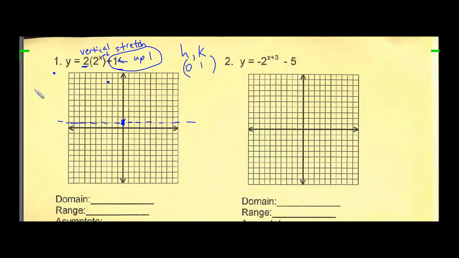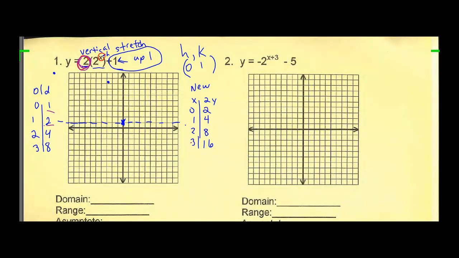Let's take the old key points, and let's find our new key points. In the red here, you can see that nothing is being multiplied to x. It's still a 1x, so x does not change, and all these values stay the same. In purple, there is a 2 being multiplied to the base 2 to the x. So I want to multiply all the y's by 2. So this is 2 times 1 is 2, 2 times 2 is 4, 2 times 4 is 8, and 2 times 8 is 16. So this is what I want to graph.